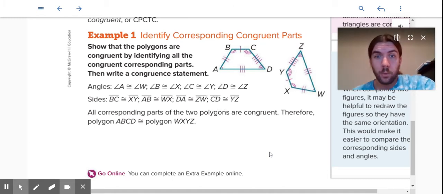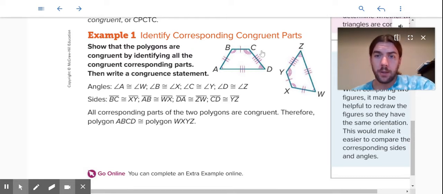All right, here in example one, we're going to be identifying corresponding congruent parts. Okay, so we've got two trapezoids here. One here and one here. Appears to me like they've taken this one and taken this point D and pulled it up here to the top and called it Z. They've just kind of tilted it over on its side.